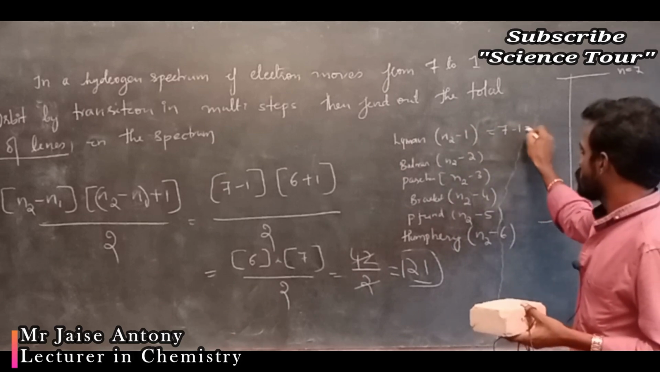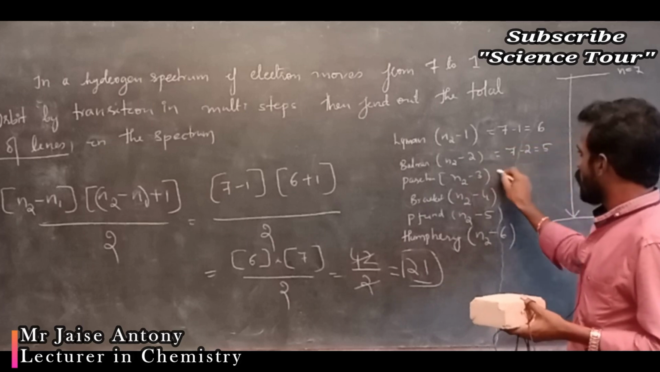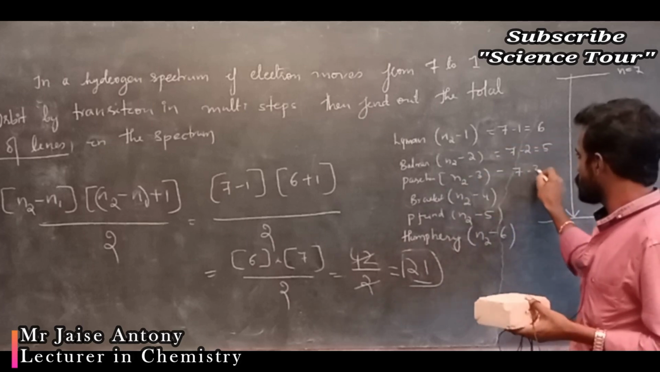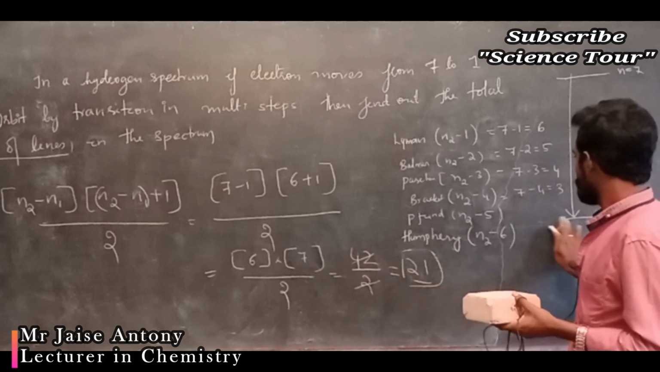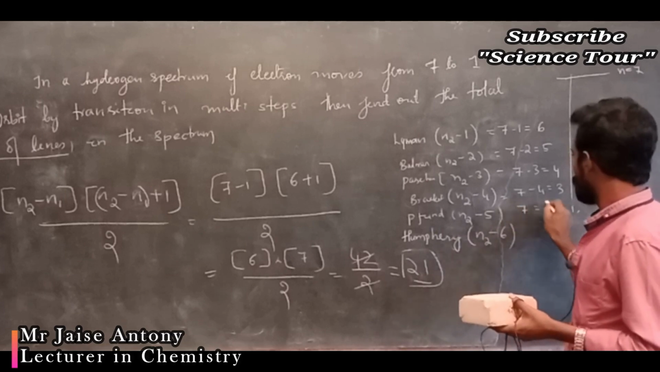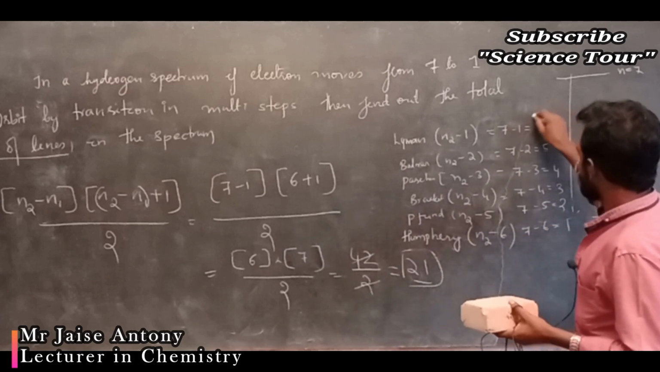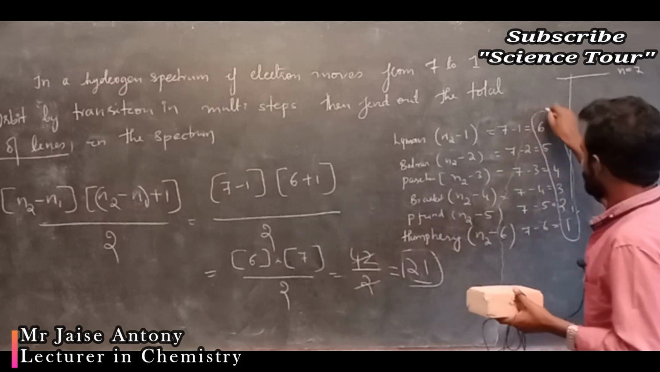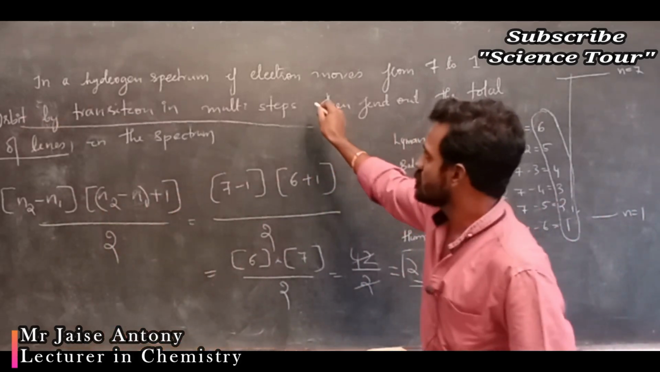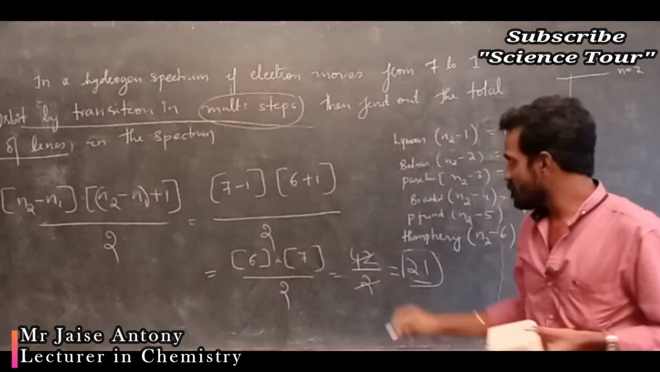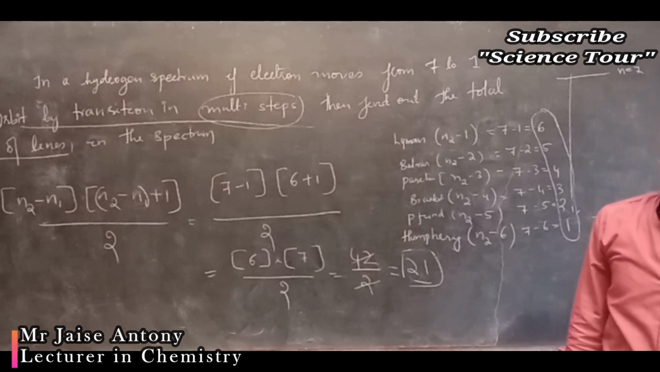7 minus 1 is 6. 7 minus 2, 5. 7 minus 3, 4. 7 minus 4, 3. 7 minus 5, 2. 7 minus 6, 1. This is the total number of lines formed in different transitions. Here the electron transitions in multiple steps. First it reaches Lyman, next Balmer, Paschen, Brackett, Pfund, like this multi-step transition.